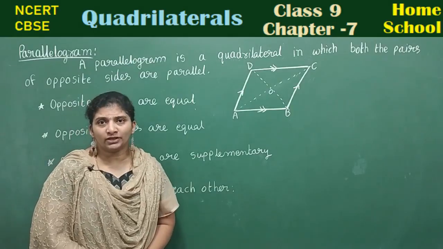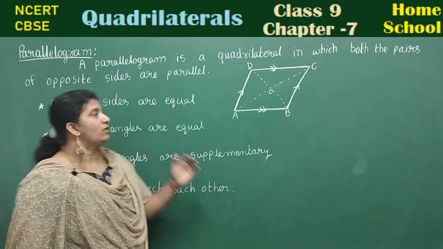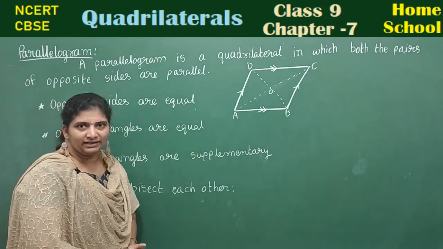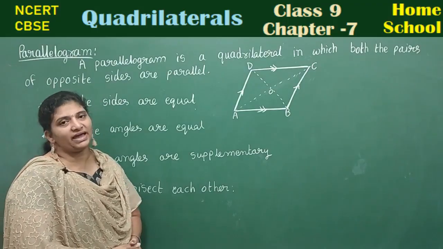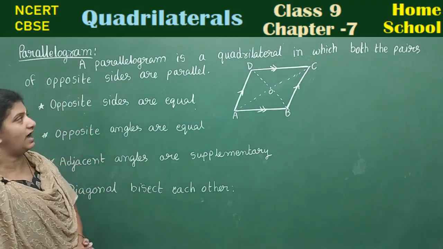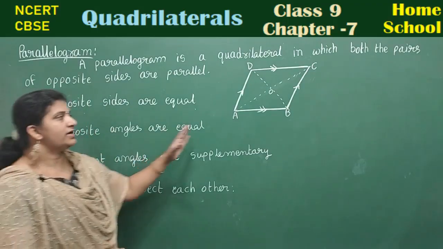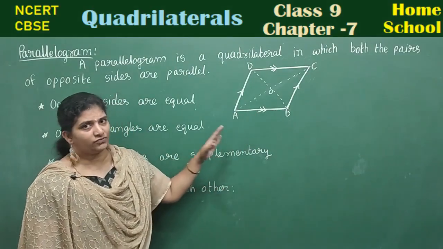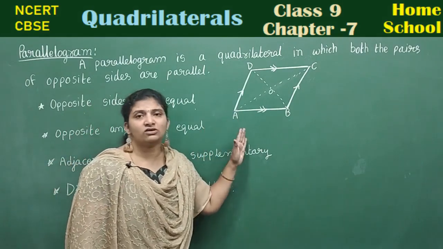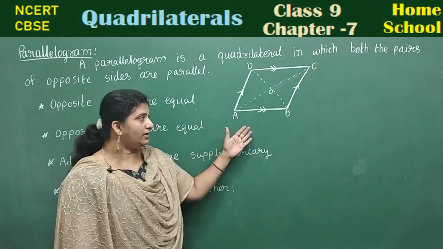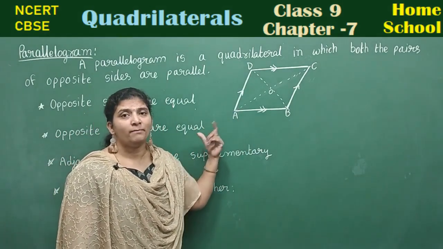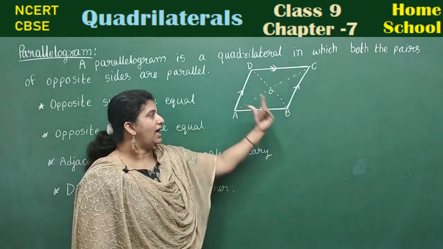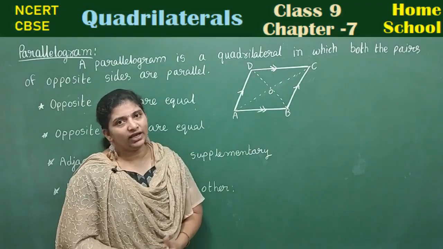Next, an important quadrilateral, the parallelogram. What is a parallelogram? A parallelogram is a quadrilateral in which both pairs of opposite sides are parallel. See here, you can see a parallelogram ABCD. It is a closed figure with 4 line segments and it is also a quadrilateral. It has two pairs of parallel sides. That is, AB is parallel to DC and BC is parallel to AD.